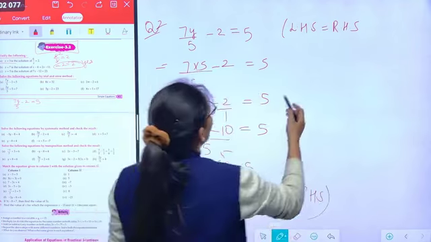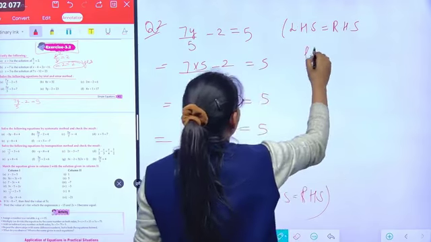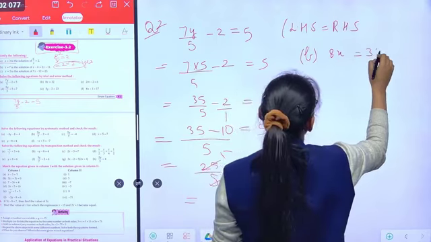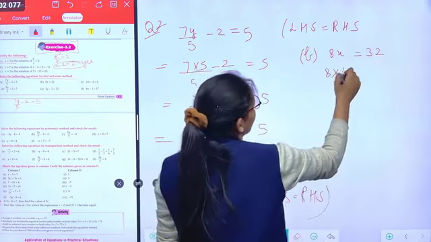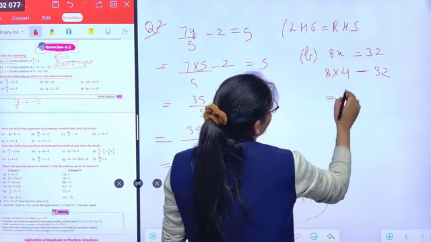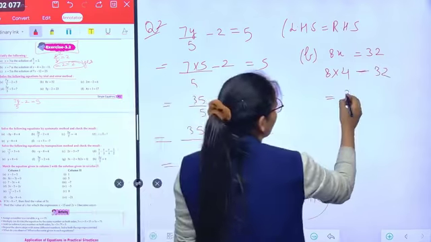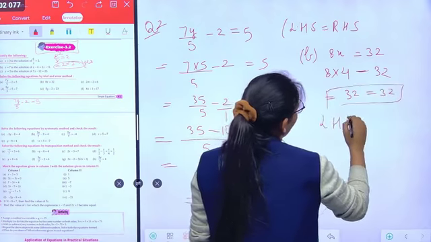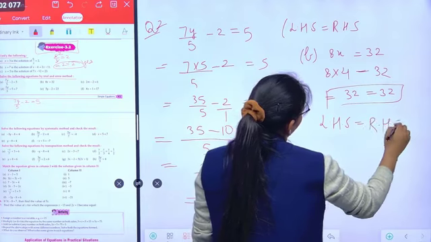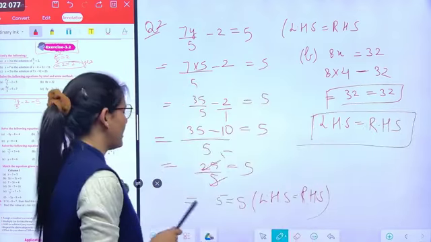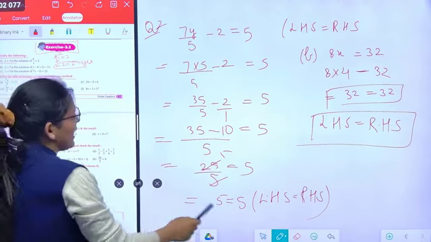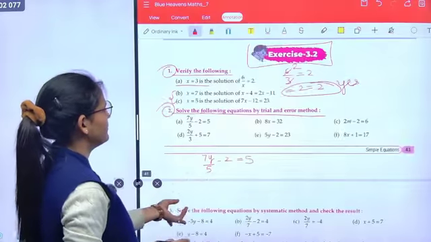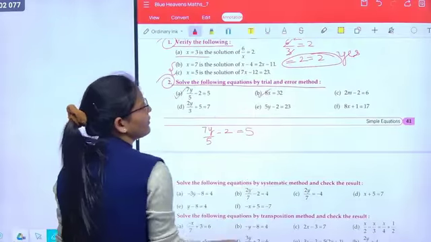Understand class? Now let's see the B part, that is 8x is equal to 32. Now class, what do we put in place of x? 4. We know that 8 4s are 32. 32 is equal to 32. Class, again LHS is equal to RHS. Understand class? This was our trial and error method. Now, A and B parts are done. Rest of the parts do yourself.